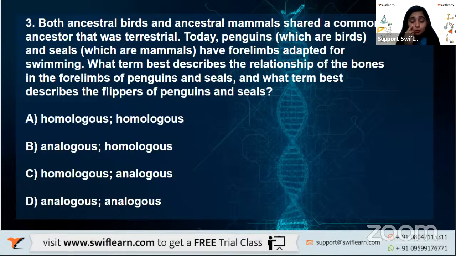Okay, homologous. We'll read the question again. Both ancestral birds and ancestral mammals shared a common ancestor that was terrestrial. Okay, both of them were terrestrial in nature. Today, penguins, which are categorized as birds, and seals, which are categorized under mammals, have forelimbs adapted for swimming. What term best describes the relationship of bones in the forelimbs of penguins and seals? And what best describes the flippers of penguins and seals?